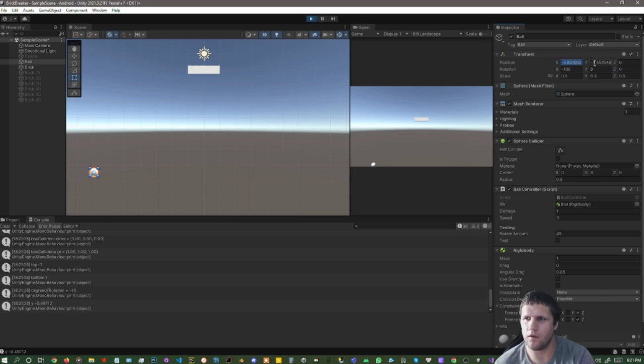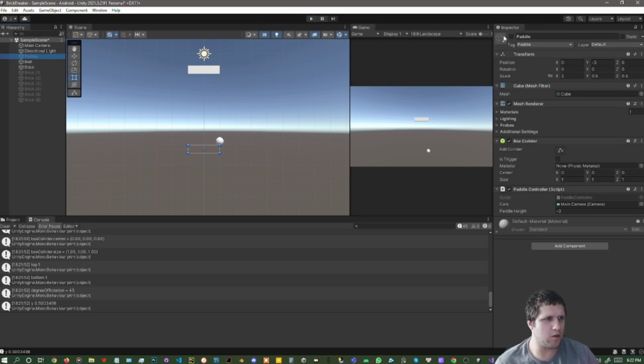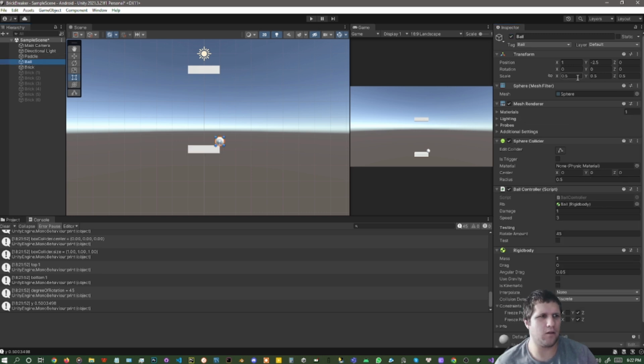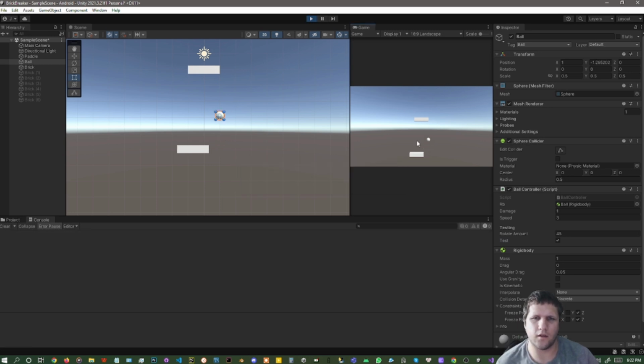And test. Okay, it seems to be good. What if I turn my paddle back on? Let's put the ball at 2.2 with test on, and let's see what happens.